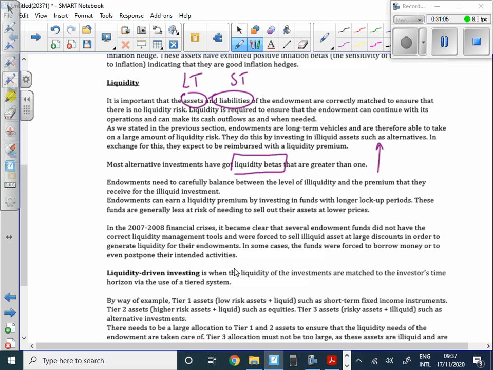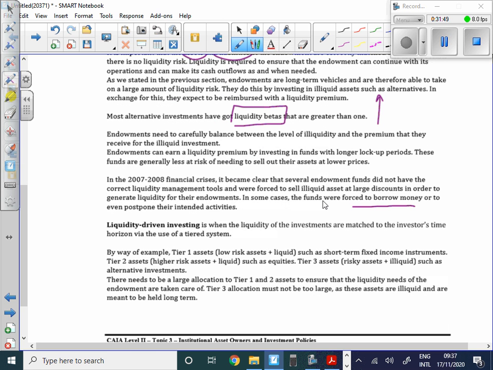In 2007 and 8, the financial crisis, a lot of these endowments, particularly things like Harvard and all of those universities, found themselves sitting with very long-term, very illiquid assets in the alternative space. When the market turned against them, they were unable to make their payments as they were due. It caused a lot of hassles at that time, and they were experiencing what we call a liquidity crunch. They were forced to borrow money or to postpone certain activities because they didn't have sufficient liquidity available, because they were invested quite heavily in alternative and long-term assets.